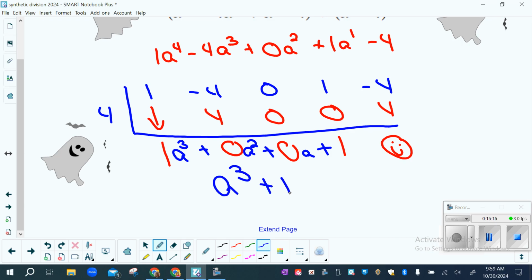A to the 3rd plus 1. I just got rid of the zeros. It would be wrong if you did the other one. It wouldn't be, I would be okay with it. Do I like that better? I do. A big part of your homework is not all of this stuff.